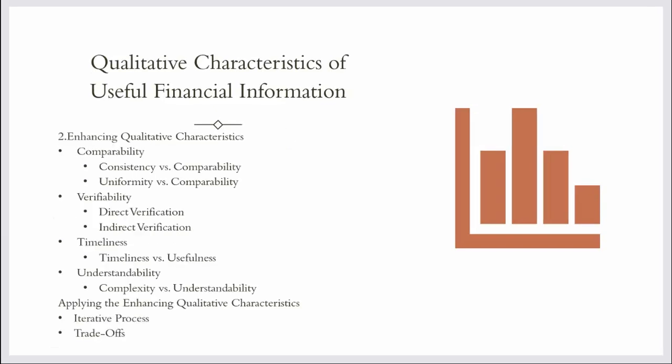Enhancing qualitative characteristics. In addition to the fundamental qualitative characteristics of relevance and faithful representation, there are several enhancing qualitative characteristics that further improve the usefulness of financial information. These are comparability, verifiability, timeliness, and understandability. Each of these characteristics plays a vital role in ensuring that financial information is as useful as possible for decision-making.